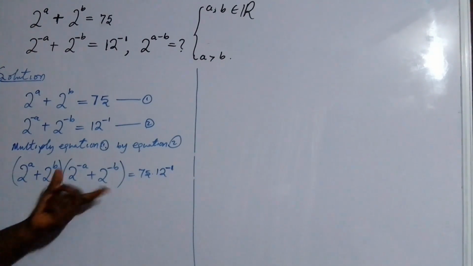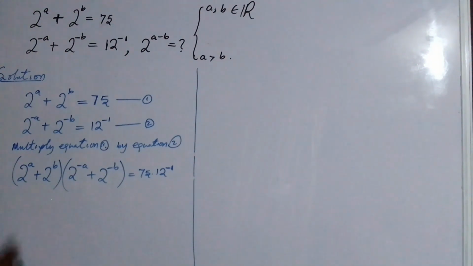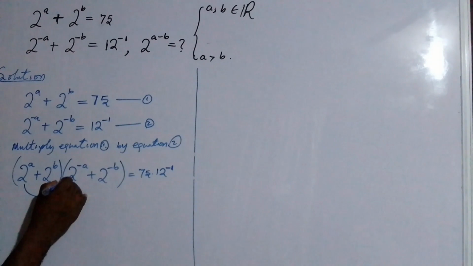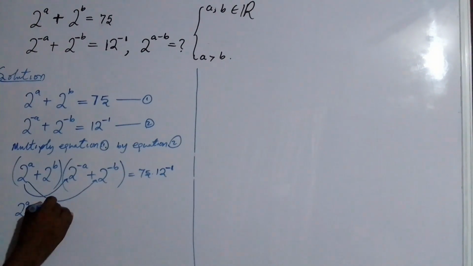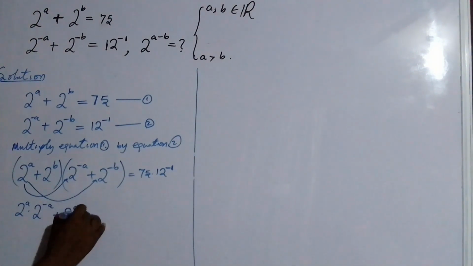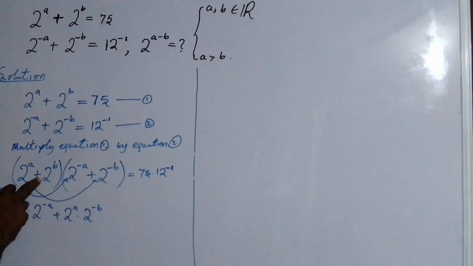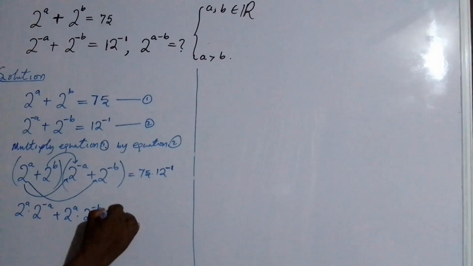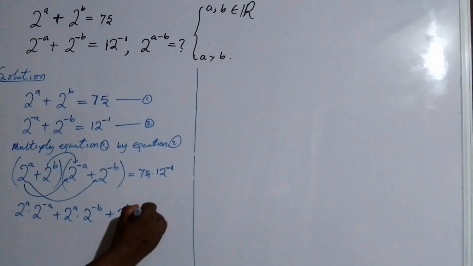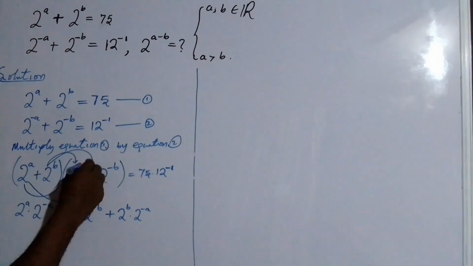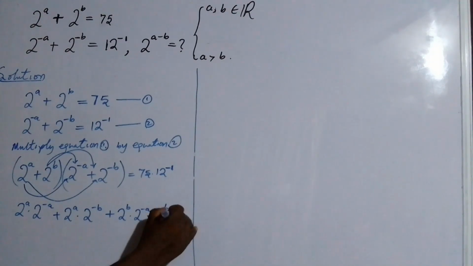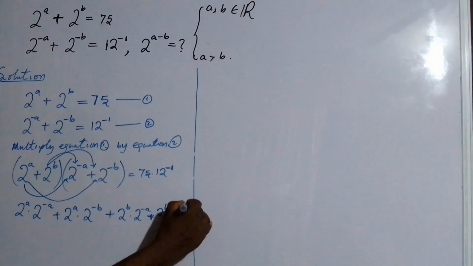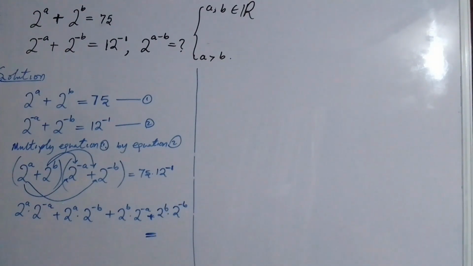Okay, so we multiply out this bracket, we clear it, and so we are going to have, first, 2^a times 2^(-a), plus 2^a times 2^(-b), and then of course plus 2^b times 2^(-a), plus 2^b times 2^(-b). This will be equal to 75 all over 12.